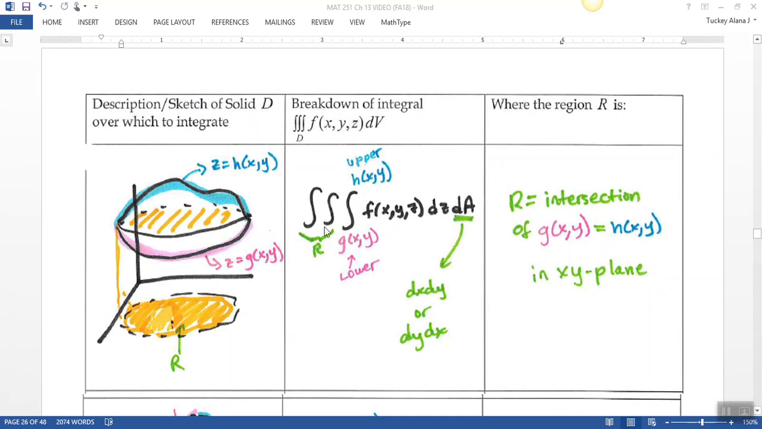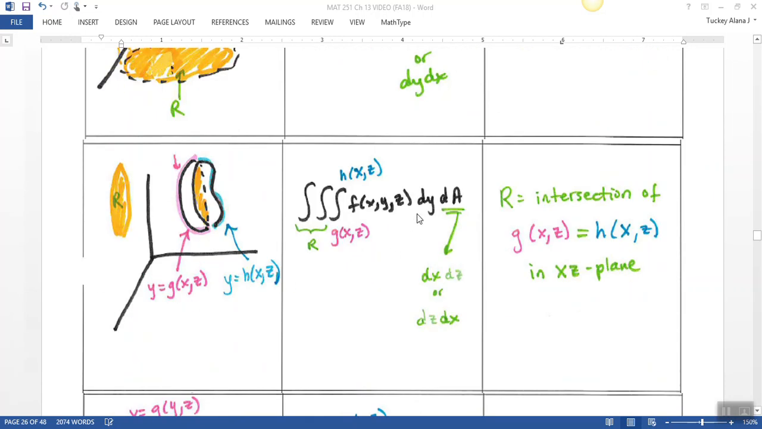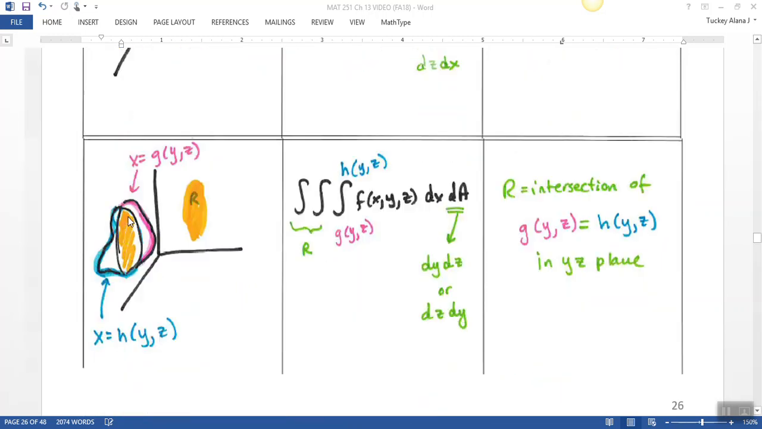So if X and Y are your region for your dA, then that would be the XY plane. But if you're integrating with respect to Y first, then X and Z would be your region, which is on the XZ plane. And if you integrate with respect to X first, then dA, the area, would be in the YZ plane, which is the hardest to see, but it's kind of like you're shining a light from where you're looking at on the screen back towards the YZ plane back here on the back wall.